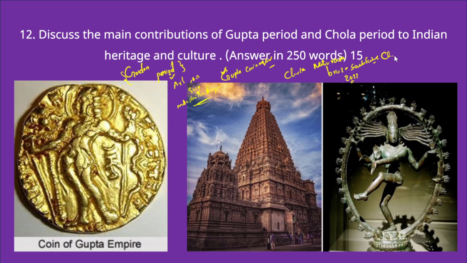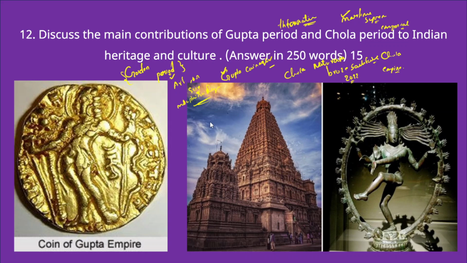Similarly, the Chola Empire is also one of the most important and crucial empires. It is rightly called a Thalassocratic empire. Thalassocratic means it had maritime supremacy, and these Cholas were called imperial Cholas because their empire extended even to Southeast Asia. They have a significant contribution in terms of heritage and culture, and the Chola Empire is considered one of the longest surviving dynasties in the world. So this is the way to introduce this answer.